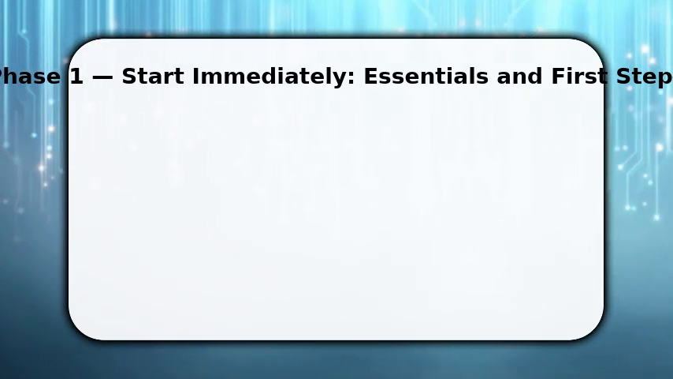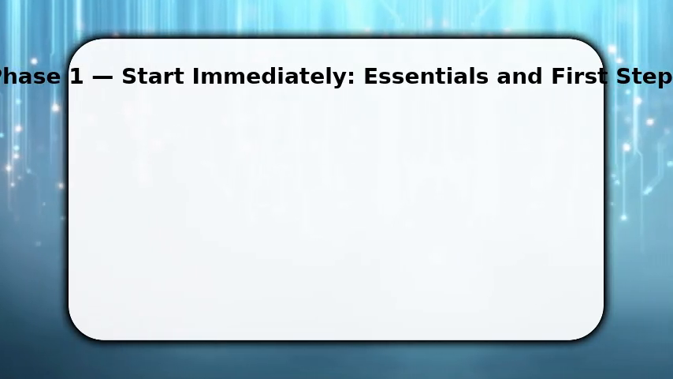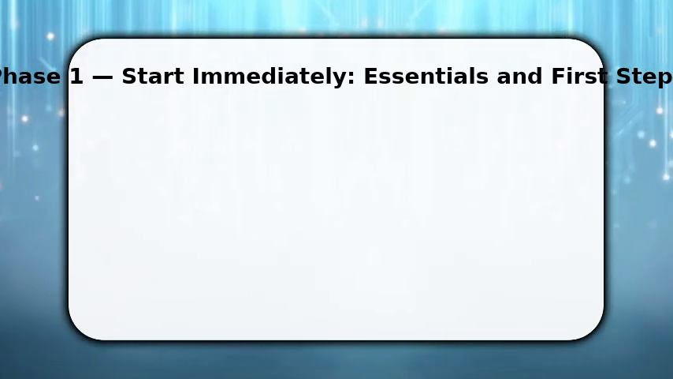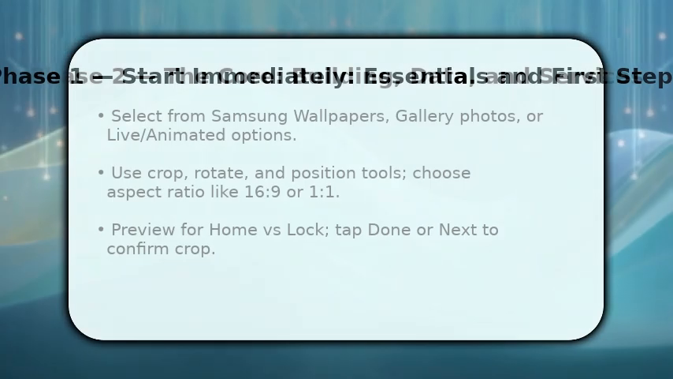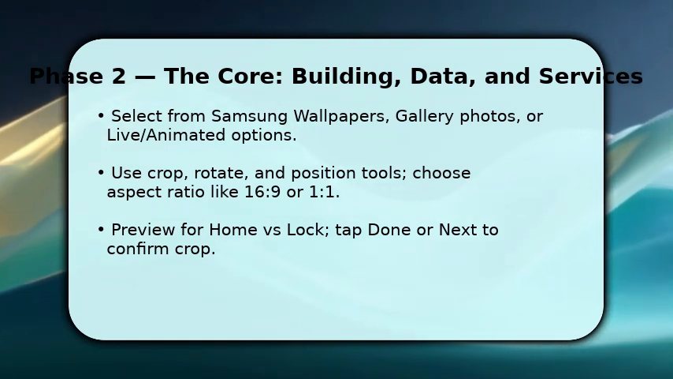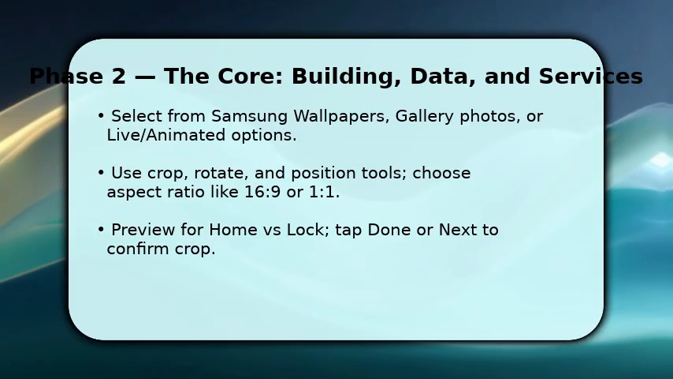Make sure to decide whether you want the change on the home screen, lock screen, or both, because each selection alters how the image scales and where it shows up. Next, pick your image source: Samsung's wallpaper collection, a photo from gallery, or a live wallpaper if you want motion.